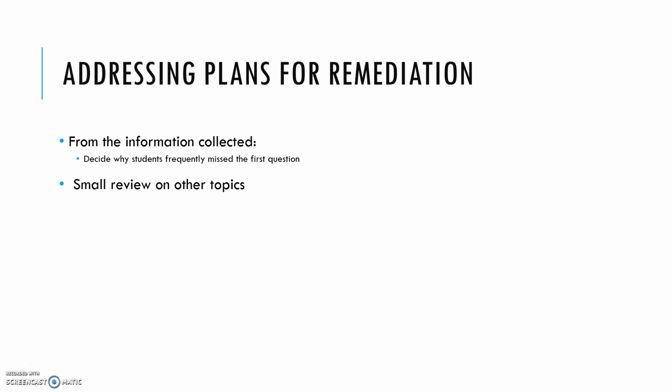Addressing plans for remediation, as I mentioned on the last slide, we might look at why that first question was missed so frequently, because that is at a level 1 depth of knowledge, so we can't lower that anymore. So maybe the formatting was, or the way the question was asked, confused some students. So we would probably retest those students and make sure that they can answer that question accurately. And then we could also do a small review on those other topics, just because there was 1 student who did not answer correctly, so making sure that everyone is getting the correct answer.